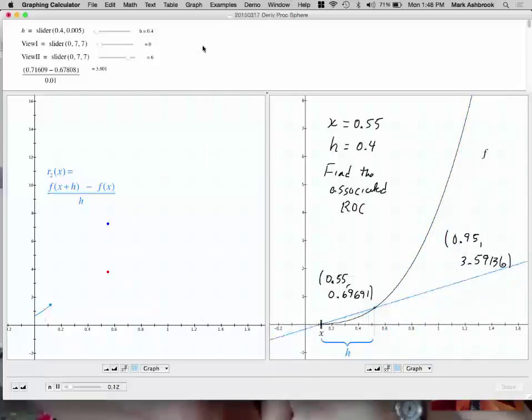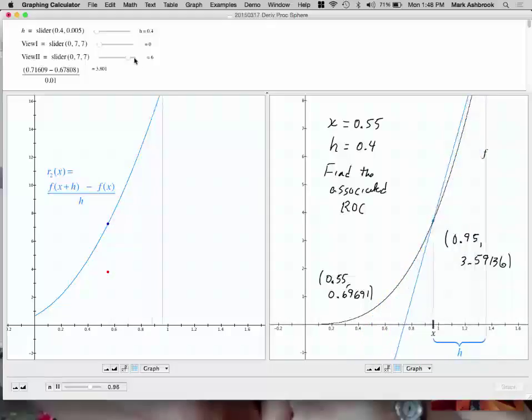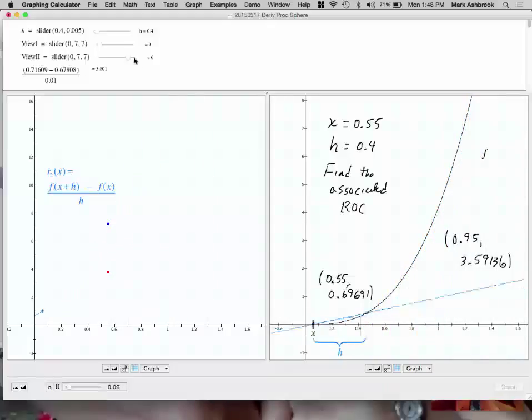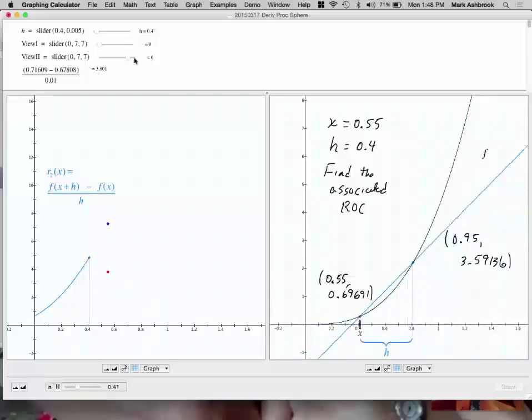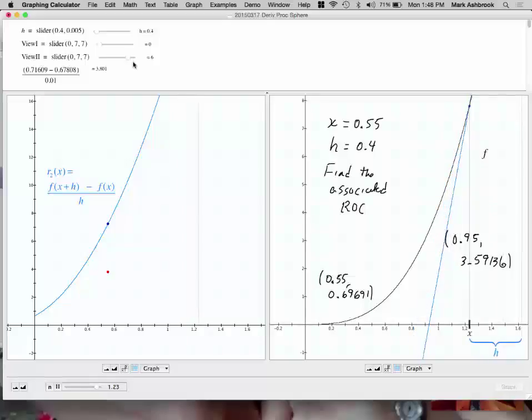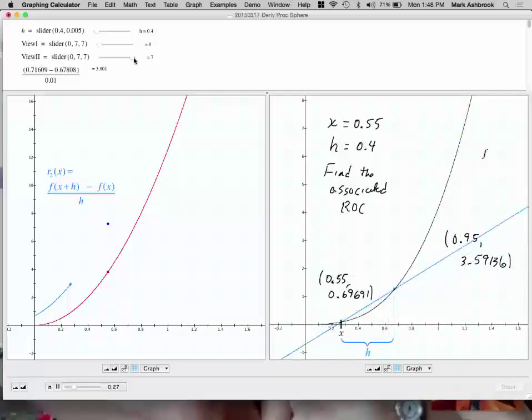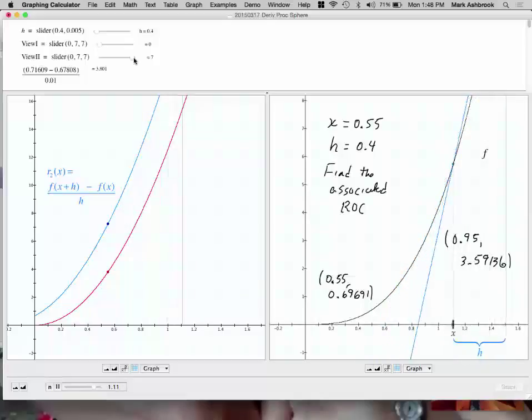Okay? But what we want is the exact rate of change function. So even though this is continuously giving us a changing rate of change, it's approximate. And we can see clearly at 0.55, it's way off, right? It's way off. And so here's what the exact rate of change function looks like. There's the exact rate of change function.